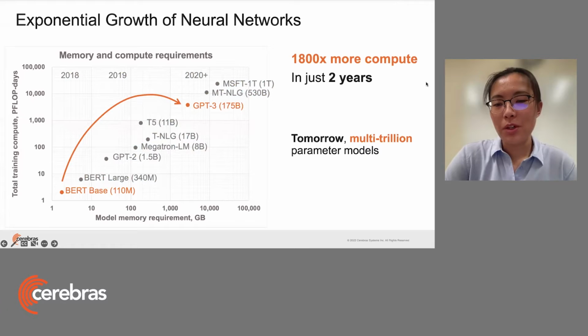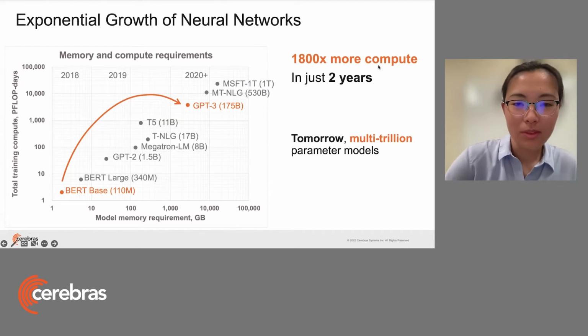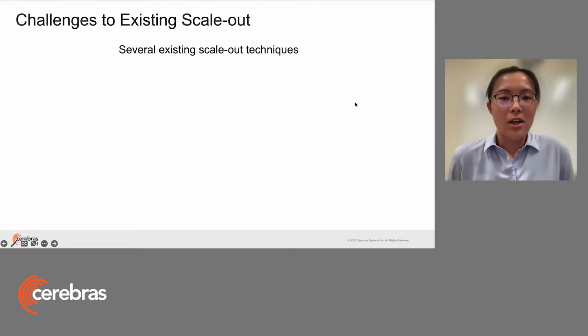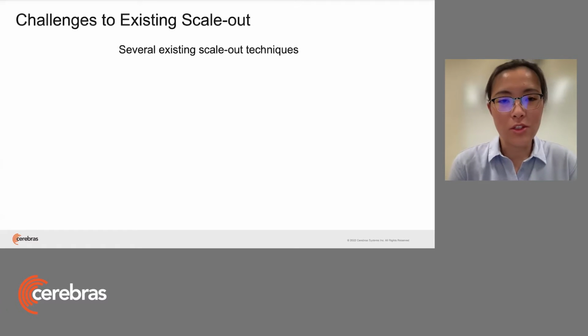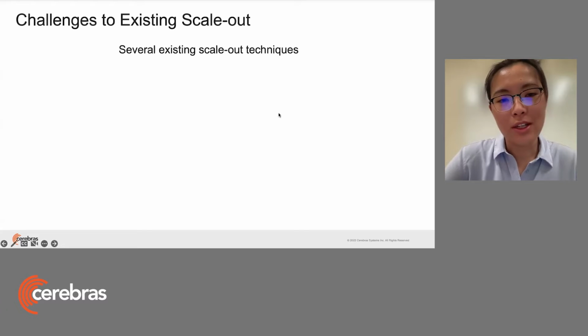Within 2 years, we are observing 1,800 times more compute, and that is a very large number. Tomorrow, we may want to try multi-trillion parameter models. This is a very daunting task, but also very exciting. However, the trouble today is that the traditional approach has been facing a lot of challenges to scale out. We can take a look at what they are today.